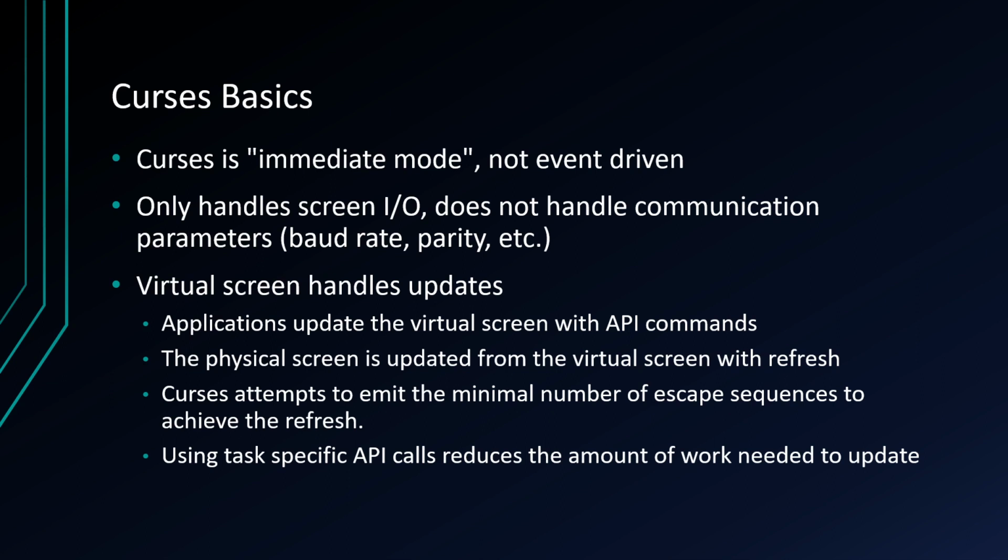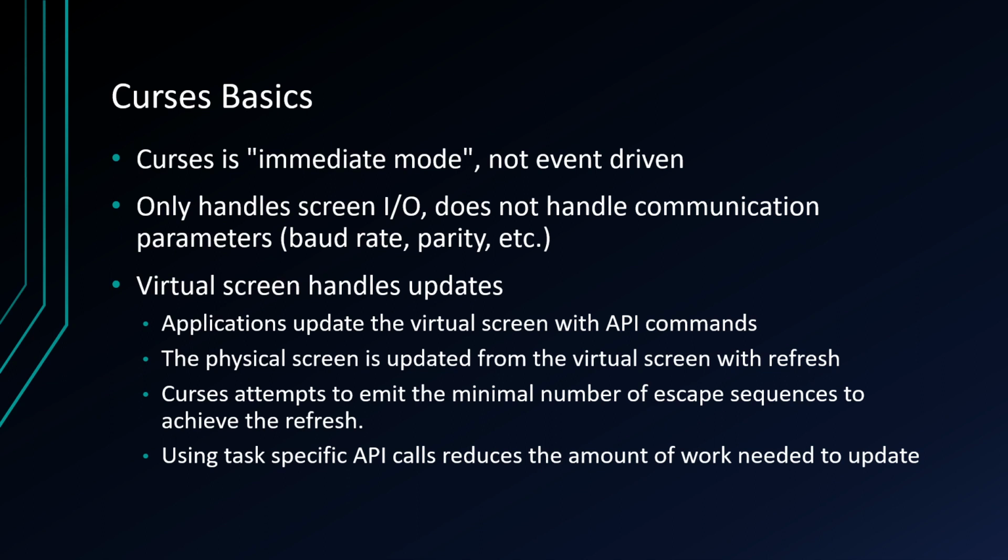And Curses only handles screen I/O. It doesn't handle things like, if you're talking to a real terminal over a serial line, there are other things that need to be configured, like the baud rate of the serial port, if parity is being used, what form of parity, and so on. Curses doesn't handle any of that. That's all up to your operating system. Operating systems provide APIs to manipulate those things, but Curses doesn't get involved with that.